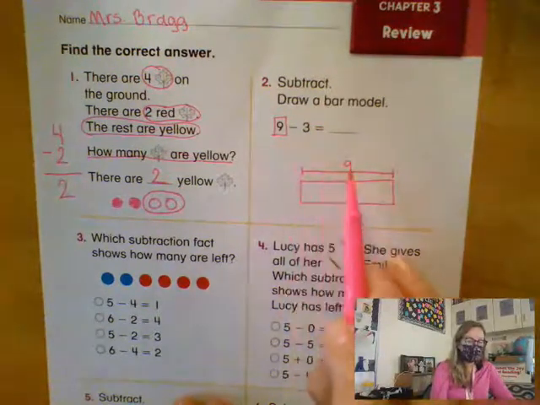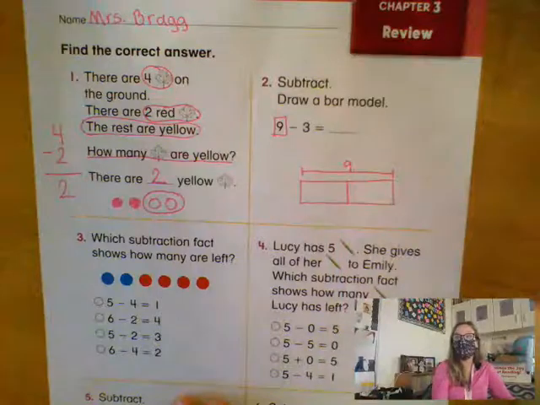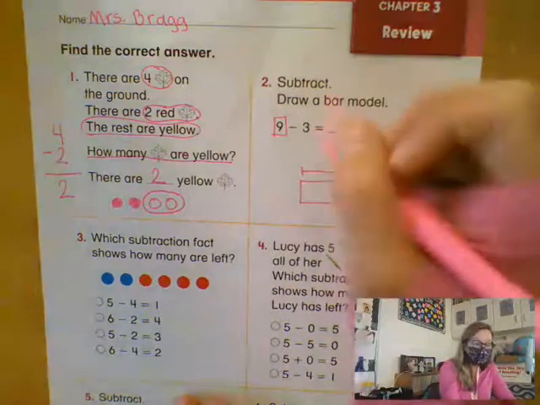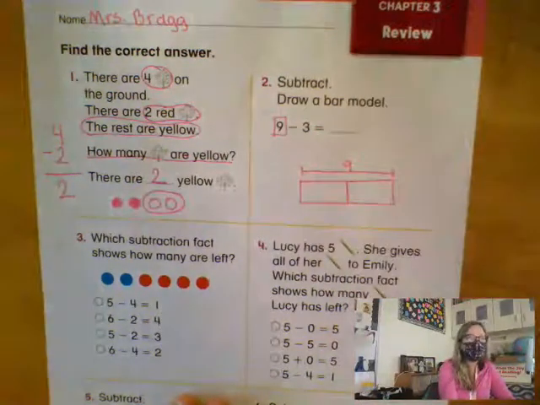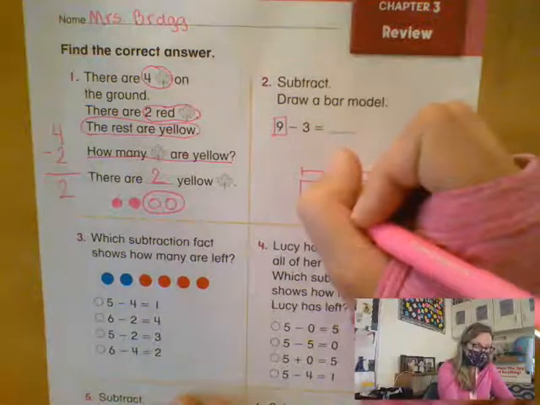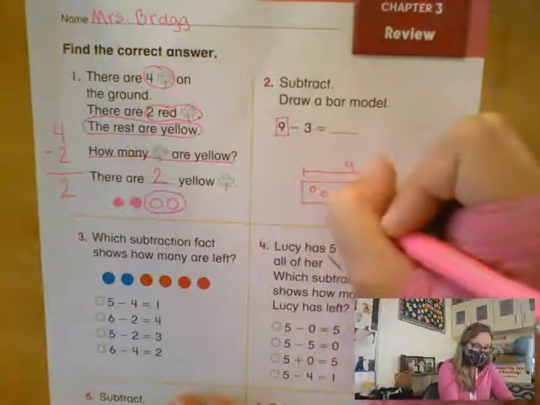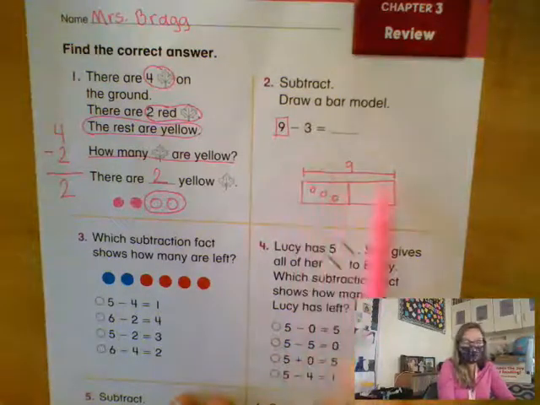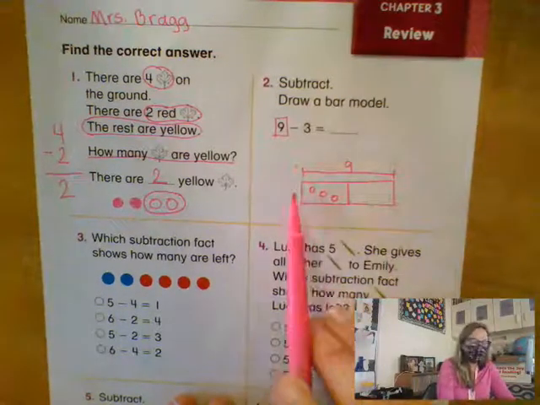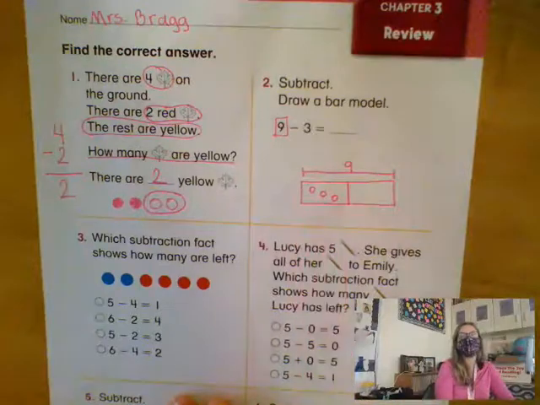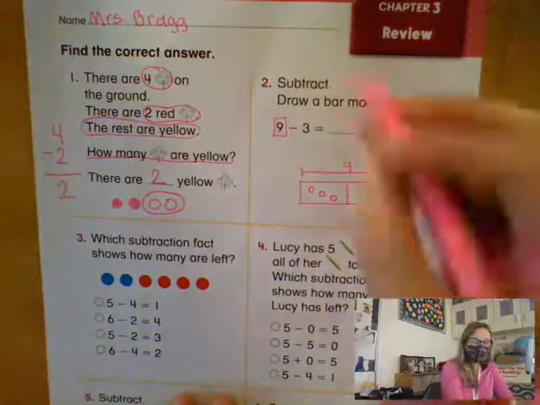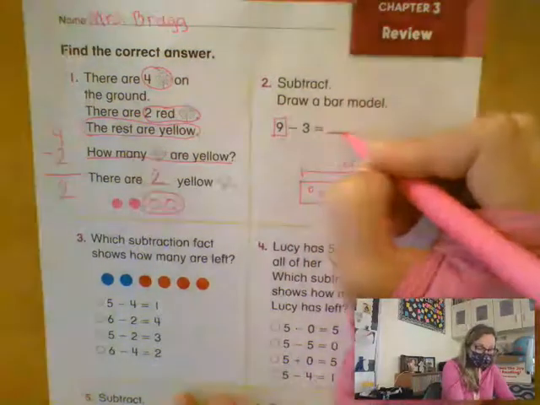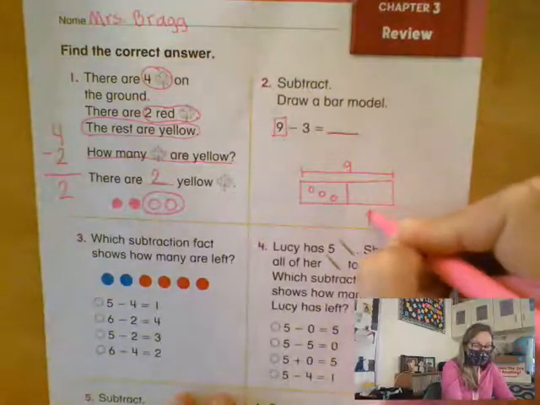I started with 9. That's my whole. That's my big number. 3. So in this box, you're going to draw 3. Okay, 1, 2, 3. That's showing that out of the whole, which is 9, 3 of them are being taken away.